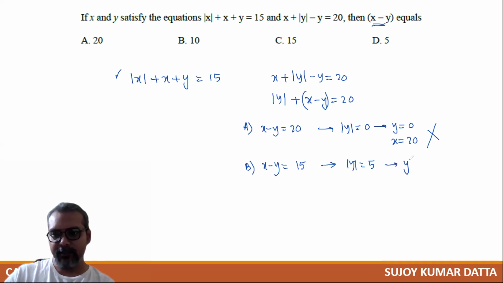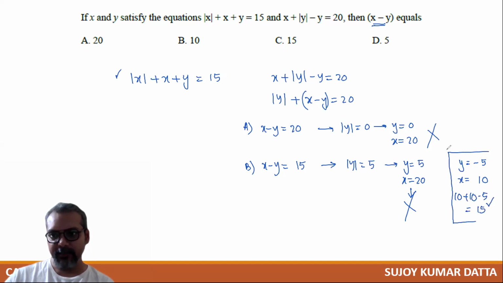So we have two possibilities. y is 5 or y is negative 5. Now if y is 5, then x becomes 20. Now if y is negative 5, then x becomes 10. Now from here, if I check the first equation, this becomes 20 plus 5. That's not 15, so that's wrong. But here, it is 10 plus 10 minus 5, so that is 15, and that matches. So we have this as our set of solutions for x and y.